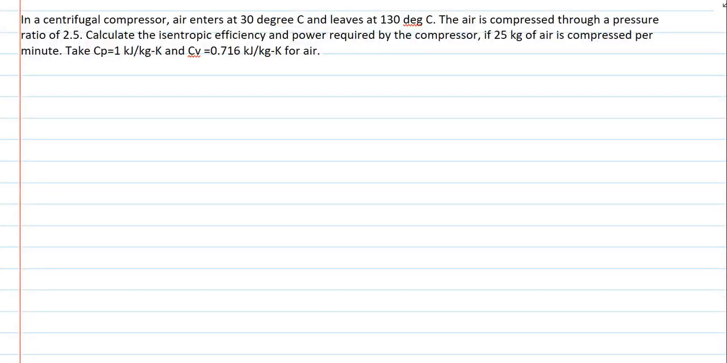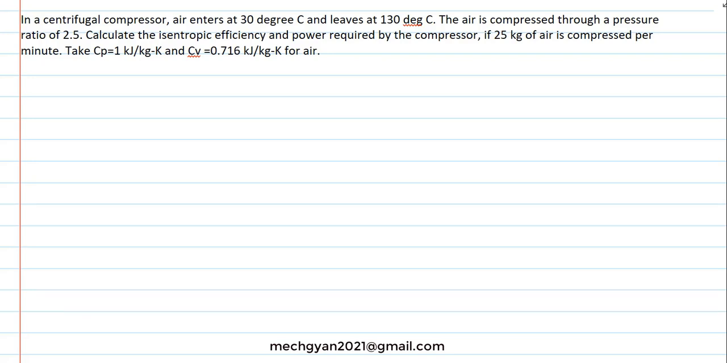So let's do a problem. In a centrifugal compressor, air enters at 30 degrees centigrade and leaves at 130 degrees centigrade. The air is compressed through a pressure ratio of 2.5. Calculate the isentropic efficiency and power required by the compressor if 25 kg of air is compressed per minute. Take Cp equal to 1 kJ per kilogram Kelvin and Cv equal to 0.716 kJ per kilogram Kelvin for air.